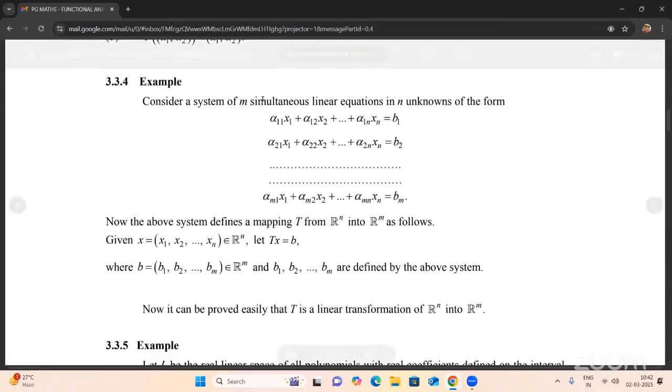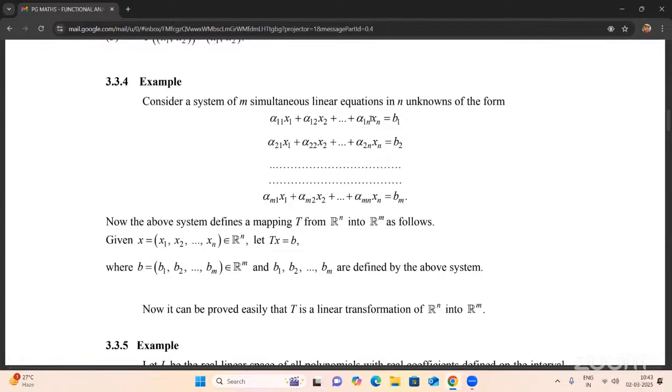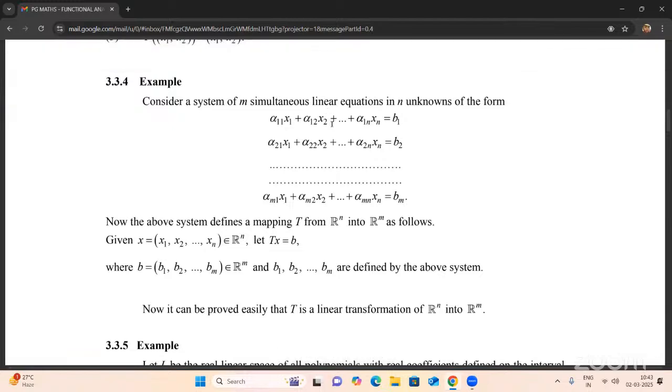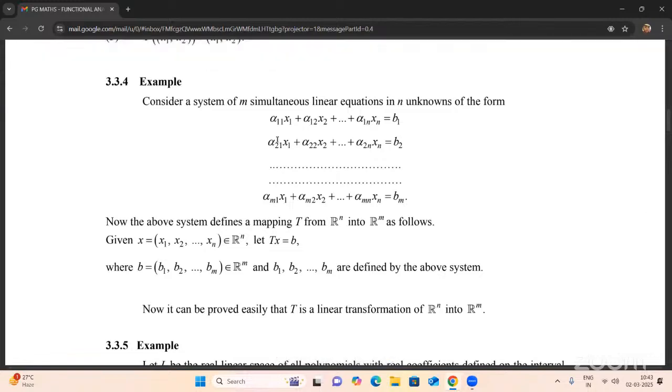Now, here is one of the examples, m simultaneous linear equations. Consider a system of m simultaneous linear equations in n unknowns of the form. Now, this is the matrix representation. This is also referred to in the matrices of the homogeneous system of linear equations. So the linear equations are alpha 11 x1, alpha 12 x2, and so on up to alpha 1n xn equal to b1. This is a system of m simultaneous linear equations in n unknowns.